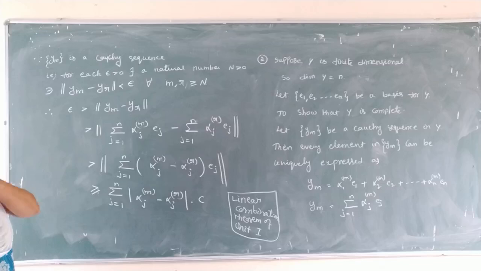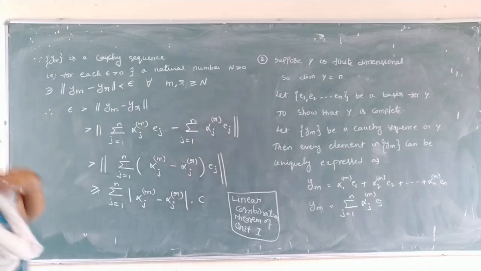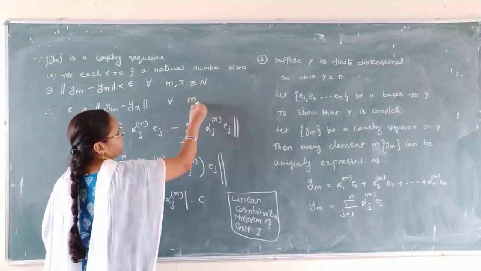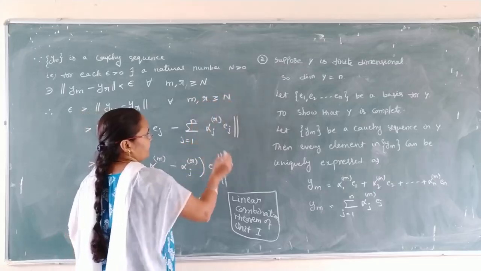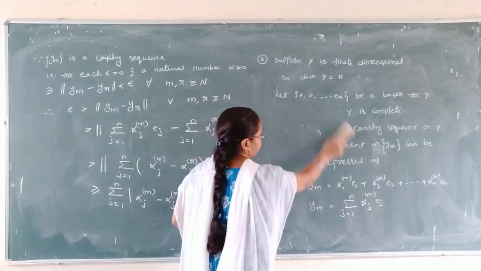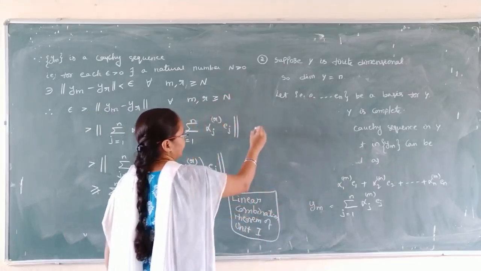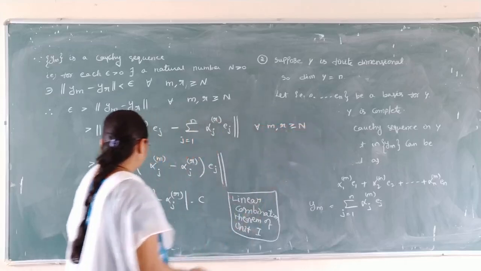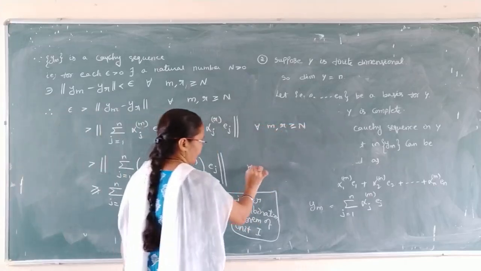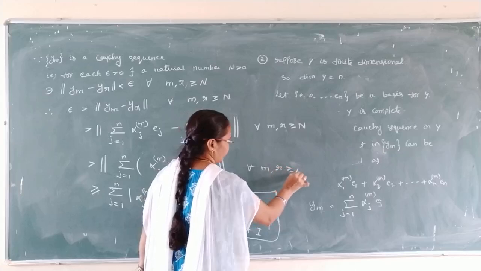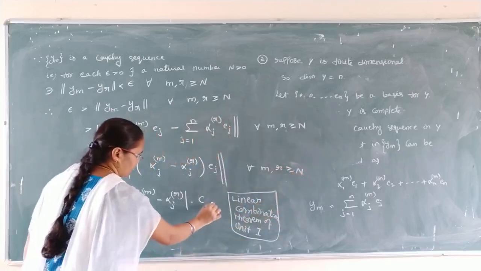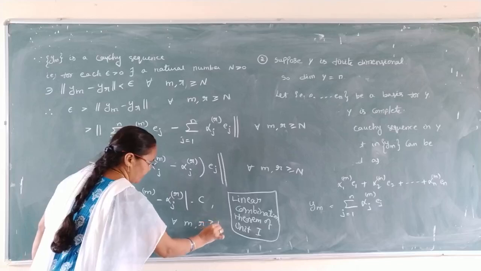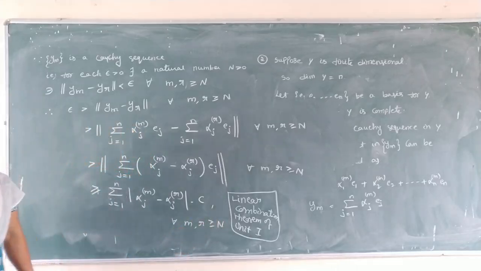This entire thing is true for all m, r greater than or equal to capital N. Even for the next lines we have to write for all m, r greater than or equal to N. Here also the same thing: for all m, r greater than or equal to capital N. Okay, now clear?